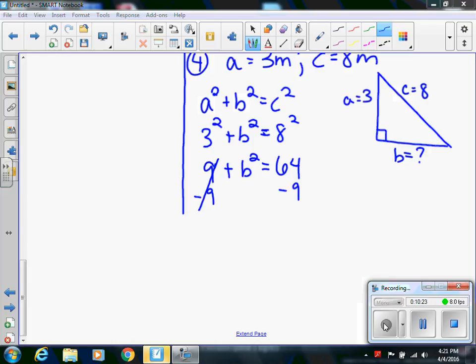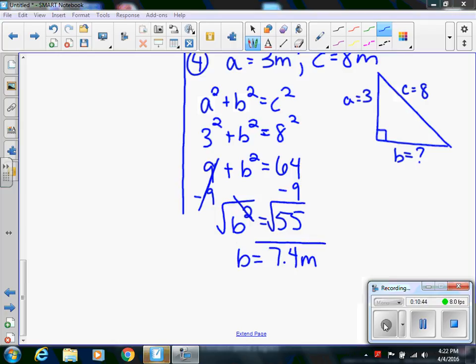This cancels out. I have a positive b squared, so that's good. So this is b squared, it can stay b squared, is equal to 55. And again, I need to do the square root of both of these to get rid of this. And then that means that b is equal to 7.4 meters. And that's this part right up here.